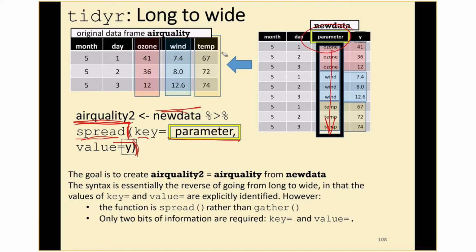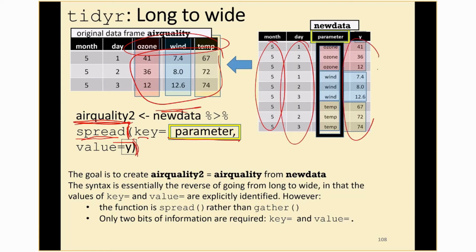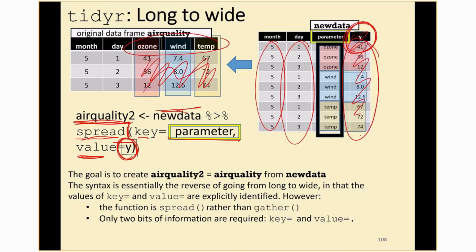Next question is, okay, I'm going to have ozone, wind, and temp, but what goes in the body of the table? Well, actually, I've got some choices. I could have a whole bunch of 5s, I could have 1s, 2s, and 3s, or I could have these values here. Well, of course, I want these values here. I want the values associated with the variable y. So the second thing I need to tell R is, there's my R keyword, value equals y. And so what that means is, what's going to go in the body of the table is going to be the variable y.